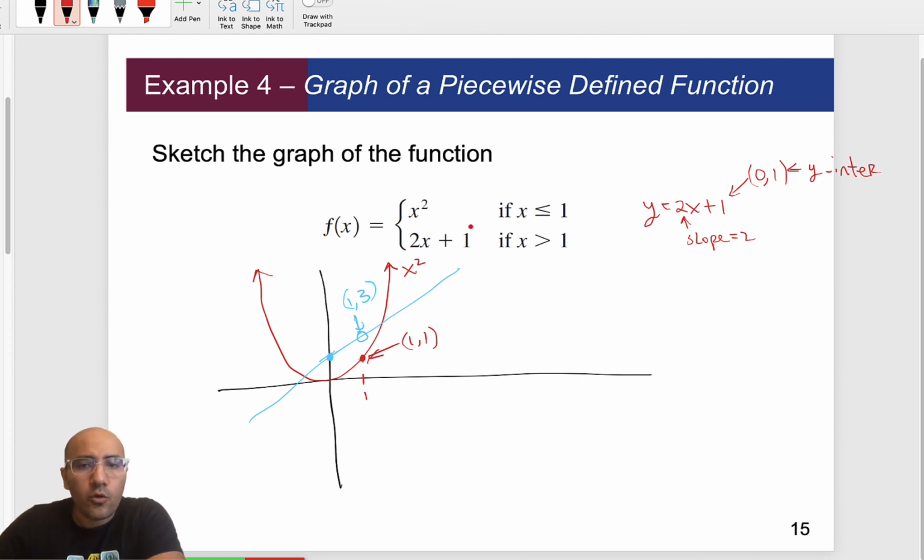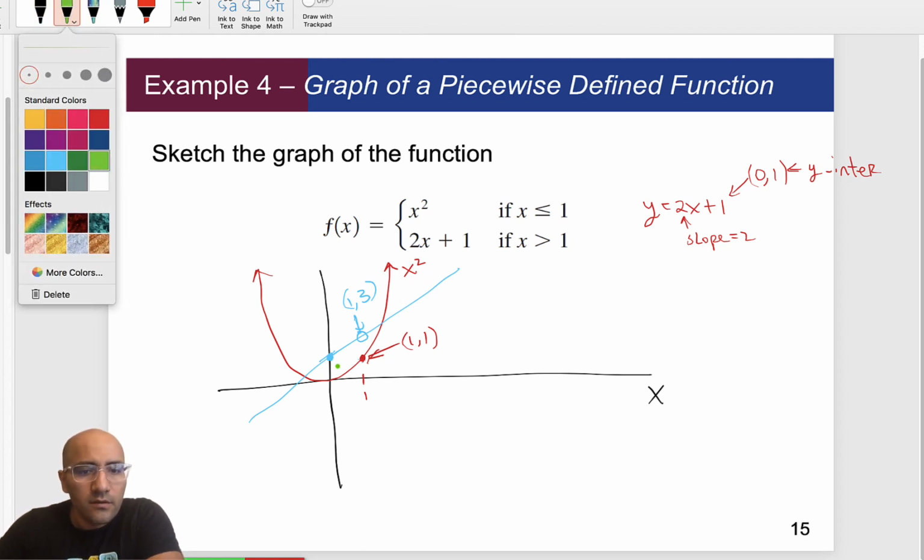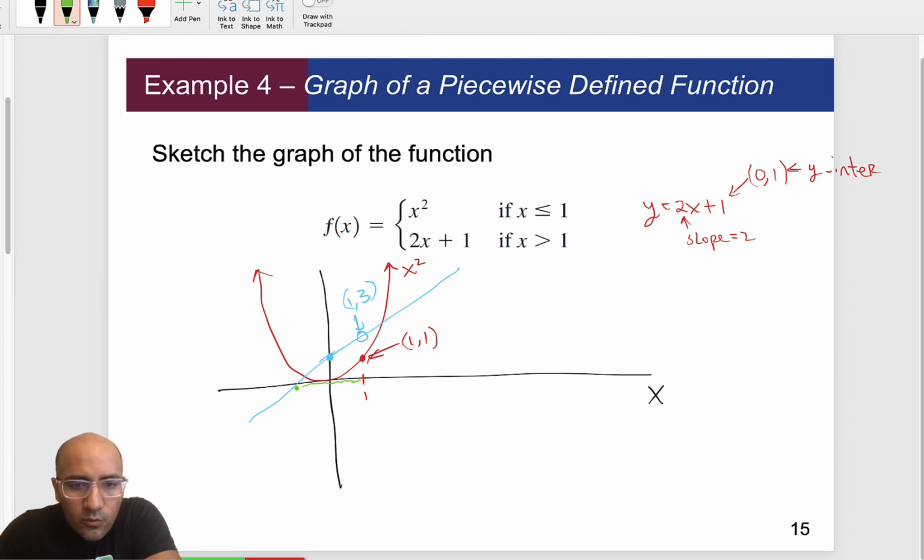Okay, so according to these instructions, if the input variable x is less than or equal to 1, we follow these instructions, right? For x less than or equal to 1, we're going to follow the parabola. So that's going to be this thing over here, going over here in green. And for x being greater than or equal to 1, we're going to follow these instructions. So it's going to be this open circle there. And then we're going to go this way. And looking at this, we need a closed circle there and then an open circle there.